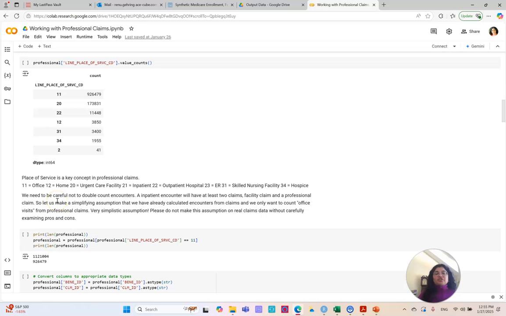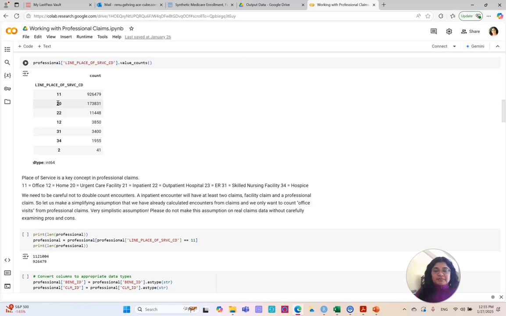We need to be careful not to double count our encounters, because what will happen is, for example, you had an inpatient claim that would also come in through your inpatient file. And here an inpatient claim would come in through with a place of service code of 20, so you're professional. So if you count these as distinct encounters, you're double counting. So you want to be very careful not to double count. And when you're combining encounters from different settings, you want to be very careful not to double count.